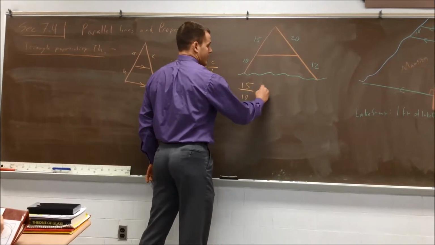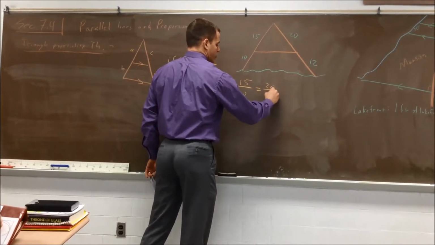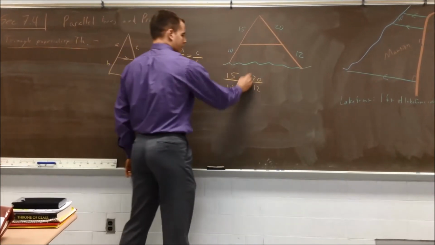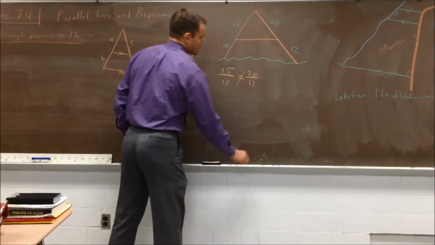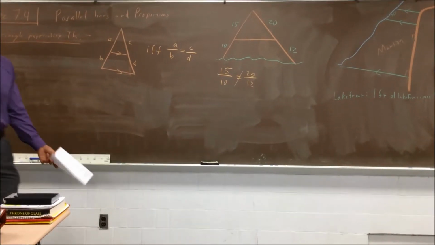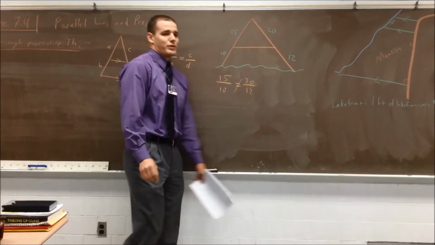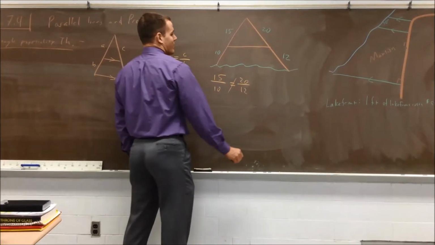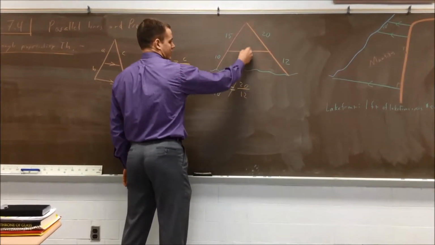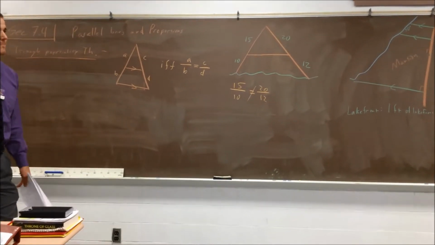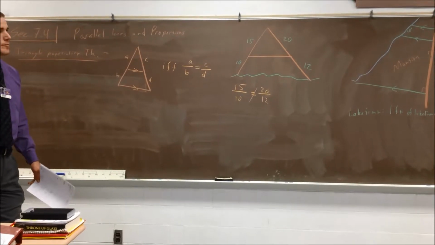15 over 10, is that equal to 20 over 12? Are those equal? No, they're not. So what does that mean? The floor is tilted. It's not parallel to the ground. Means we need to spend some money, doesn't it? Yes, these are not parallel. That's no good for us.